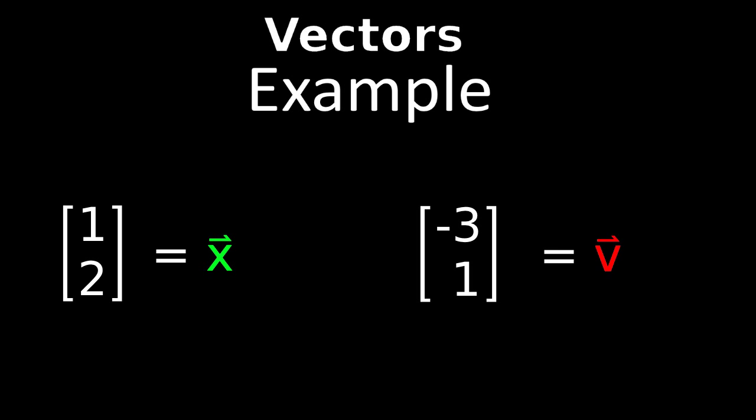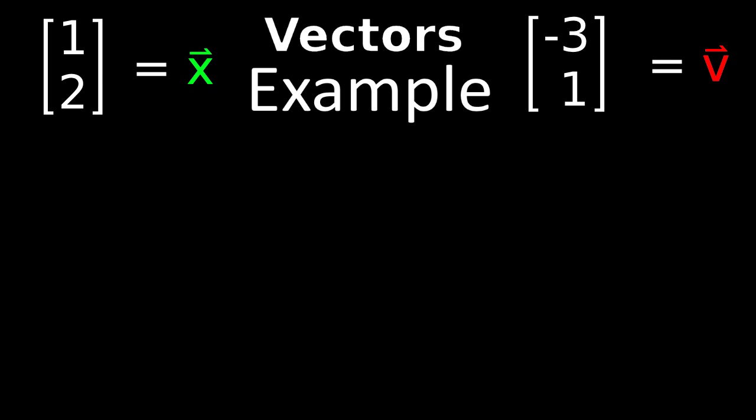Let's go ahead and do an example to bring together what we've learned. To start out, we're given the vectors 1, 2, and -3, 1. Let's start by assigning a variable to each of them. 1, 2 will be x, and -3, 1 will be v. We know that both x and v have two elements in them, so that means they are both members of the vector space R2.